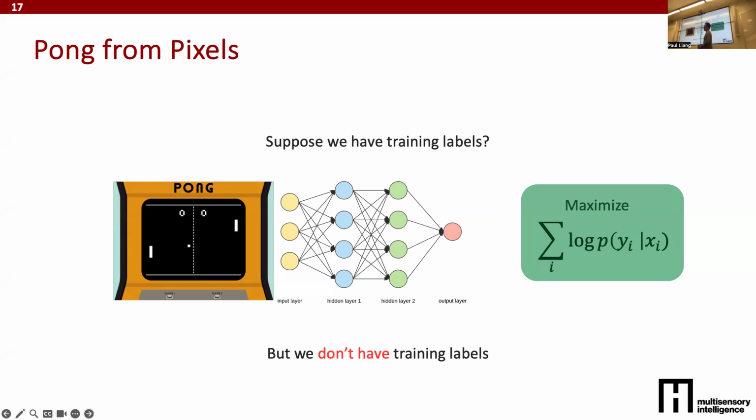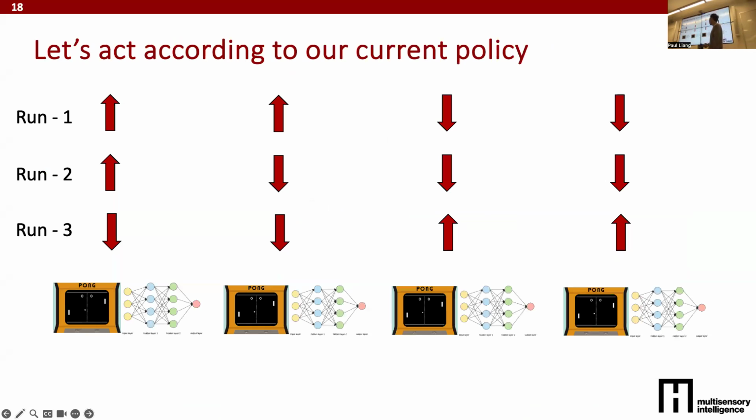But of course, you don't have labels, or labels are expensive. So what policy-based methods would do is you would first have a policy. A policy is just a way of saying, I have some states and I take some actions, and I'm going to just try this policy out. So maybe in the first run, your policy said up, up, down, down. In your second run, you sampled something else. And in your third run, you again sampled something else. So these are just ways of your model acting based on your current policy.